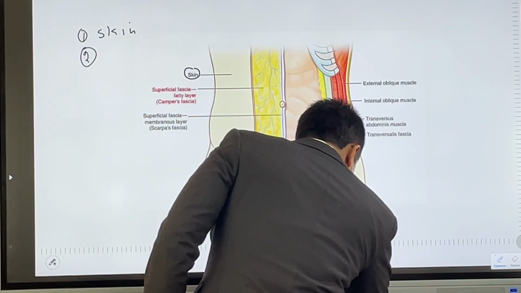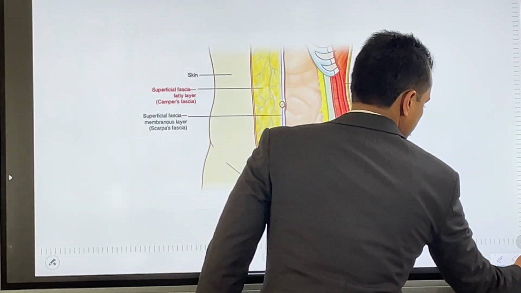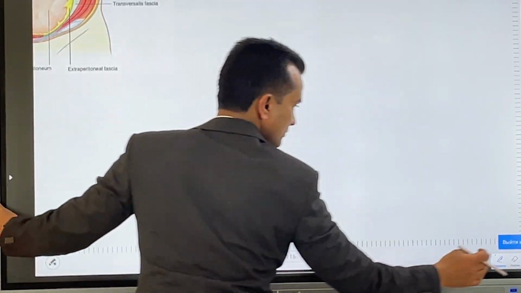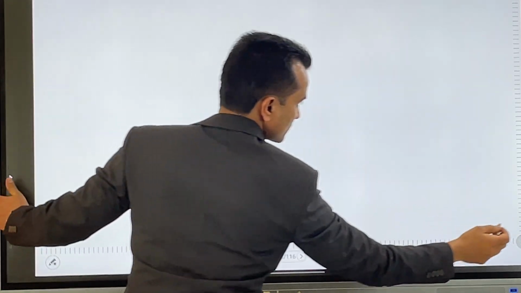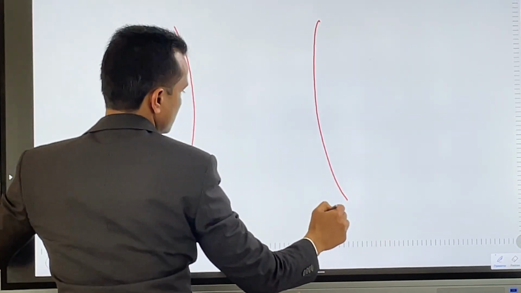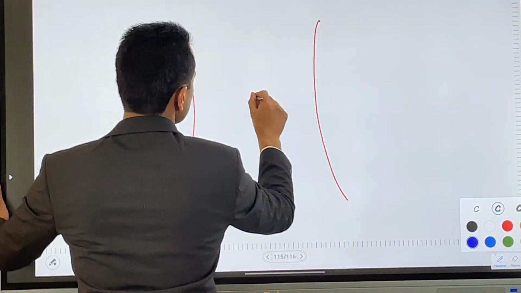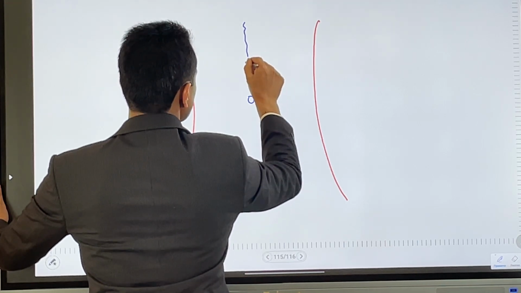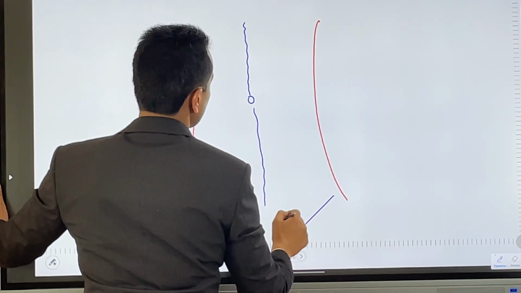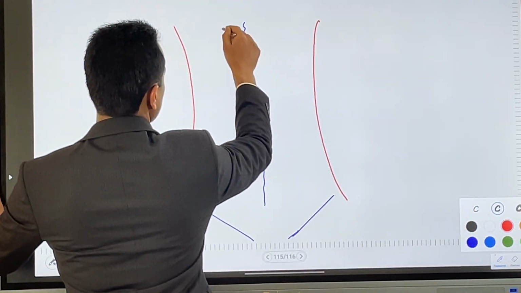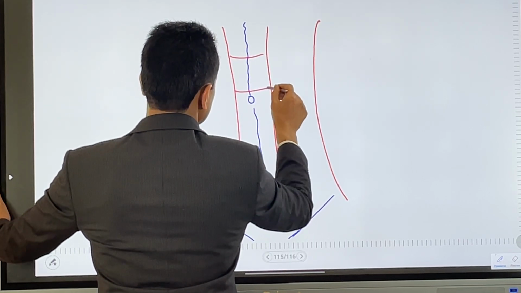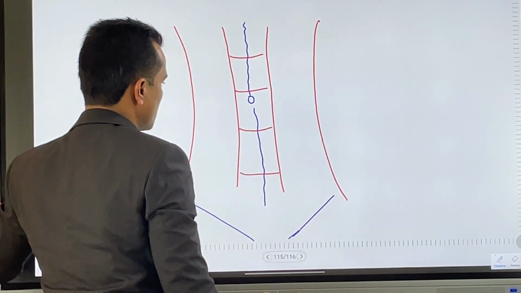So let me draw, so you should have a better understanding. Anteriorly, most anterior, this is the linea alba. Here we have the inguinal ligament. This is the inguinal ligament, and anteriorly we have the rectus abdominis muscle, the six pack muscle. So this is the rectus abdominis muscle anteriorly.